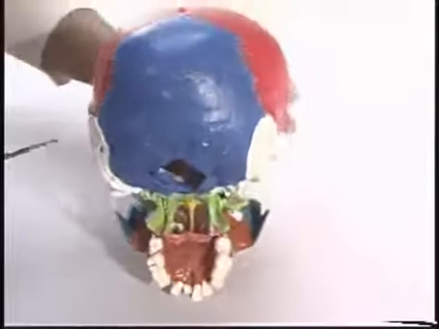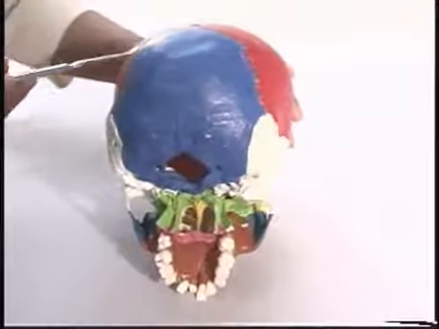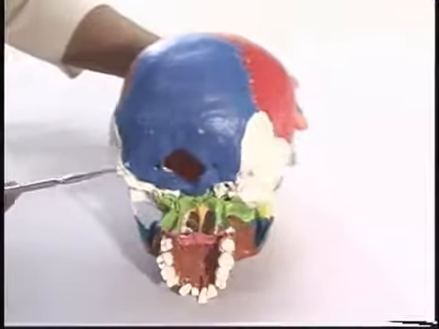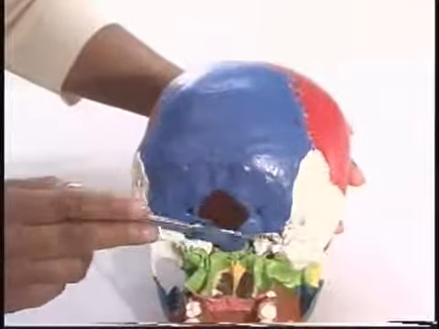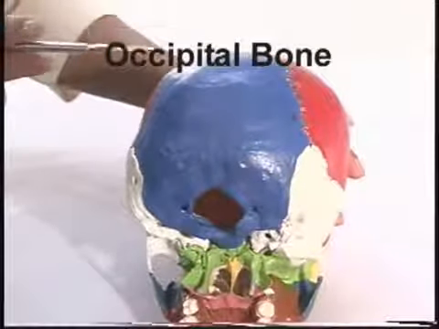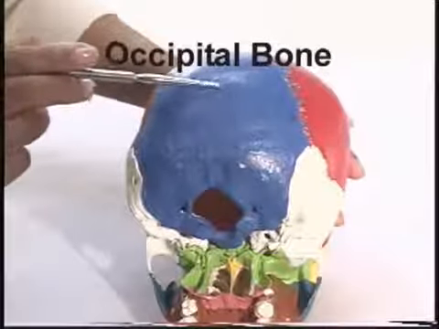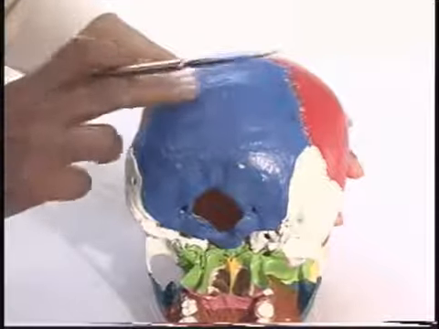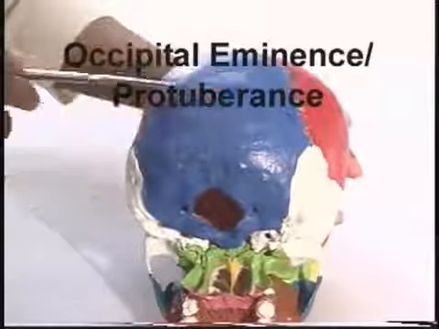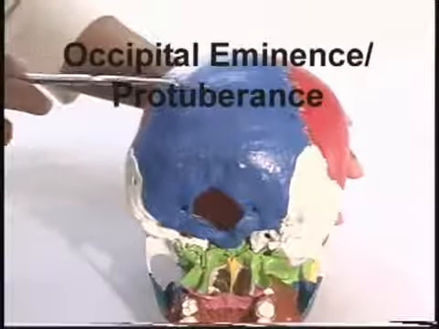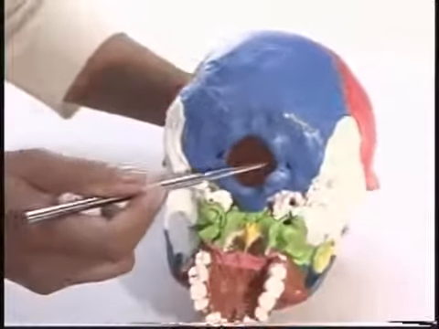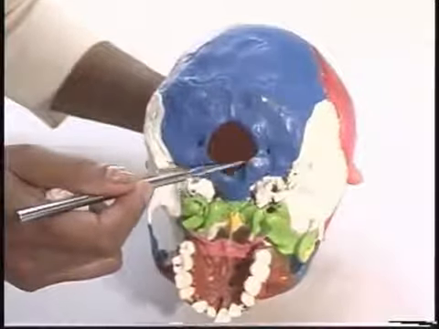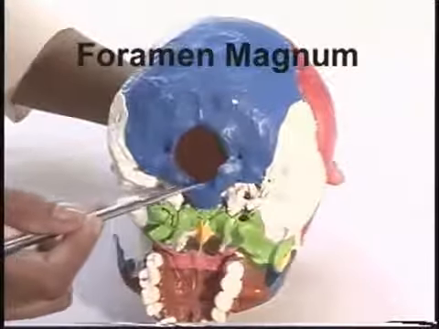Let's look at the back of the skull, and we are looking at this blue colored bone. This is a single bone forming part of the base of the skull here. This is your occipital bone. There is an eminence which is known as the occipital eminence or occipital protuberance. There is a big opening in the occipital bone known as the foramen magnum.